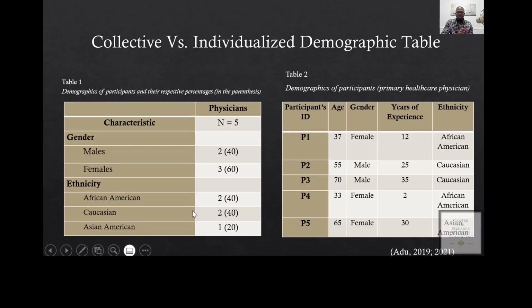And also you can create a table. We have two types: the individualized one and the collective one. In the collective one, you see gender and the number of participants who are males and the number of participants who are females, and ethnicity. This one has been presented in a collective way. And then you can also present it in an individualized format where you have P1, the age and the gender and the number of years of experience and other things.